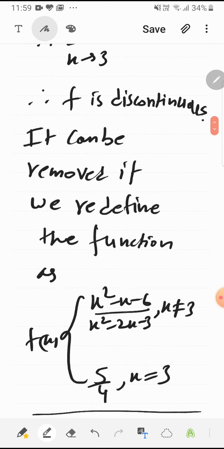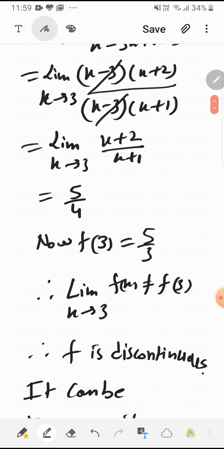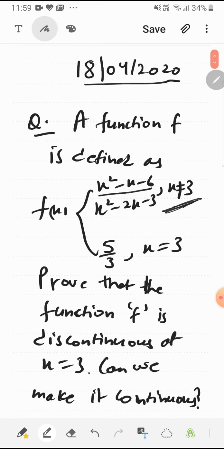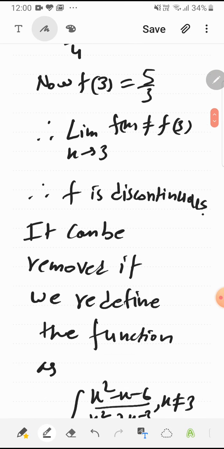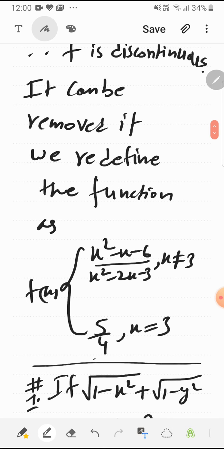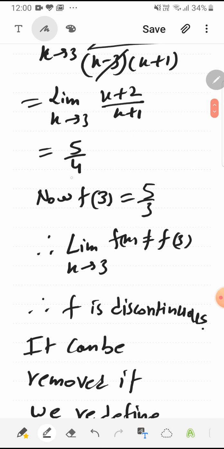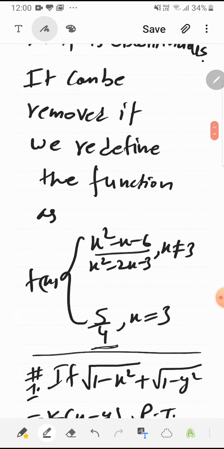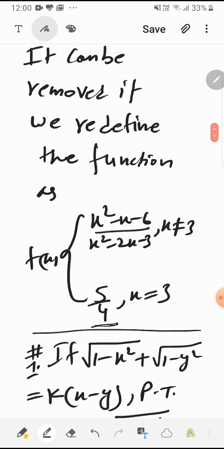How can we redefine it? Like f of x is, the first half is the same, (x square minus x minus 6) upon (x square minus 2x minus 3), where x is not equal to 3. In the second half, in the question it was 5 upon 3 when x is equal to 3. So I am replacing this 5 by 3 with 5 by 4, which is the value of the limit which we have calculated, so that f of 3 is the same as the limit as x approaches 3. So hence, by changing its definition, we have made this function continuous.